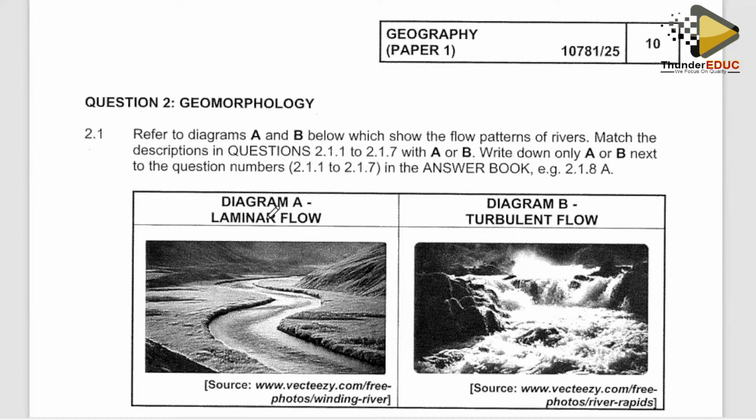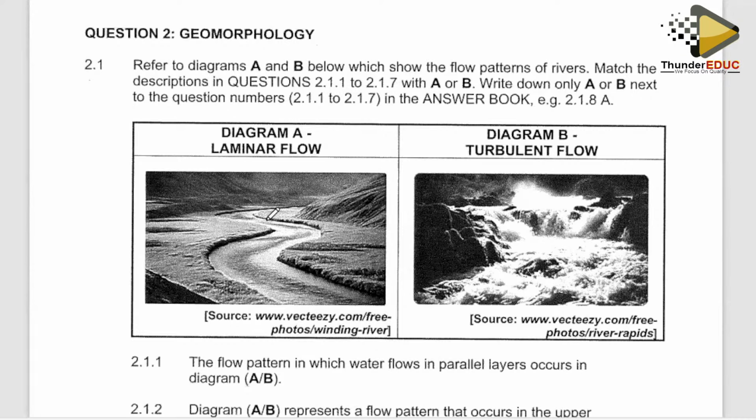The river flows in parallel sheets. While in turbulence, we are saying the river bed is uneven. Water flows and upwells and creates the white water situation because of the unevenness of the river bed. All right, let's go and answer the questions.